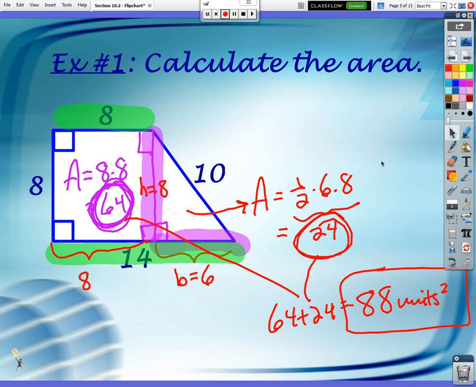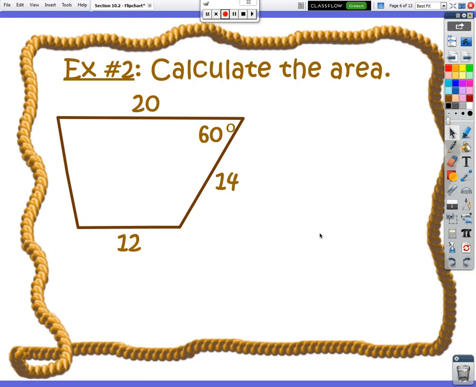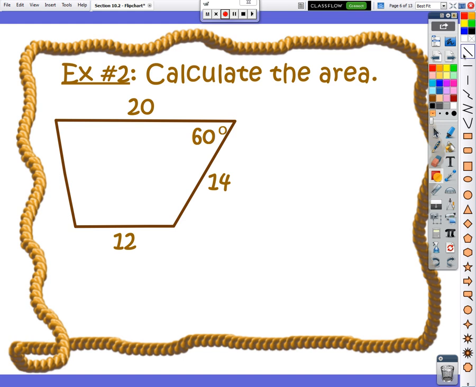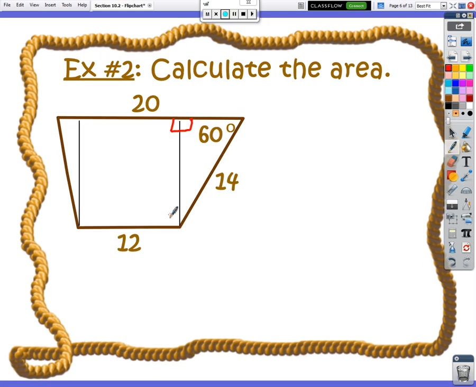Not too bad, right? Hopefully. The second example, we're going to need to draw in two heights to split up. In the first example, we only really had one end that was a triangle, but in this example, we're going to end up having the two ends that are triangles. So I'm going to draw in some 90-degree angles, so I know my height is perpendicular to my bases.